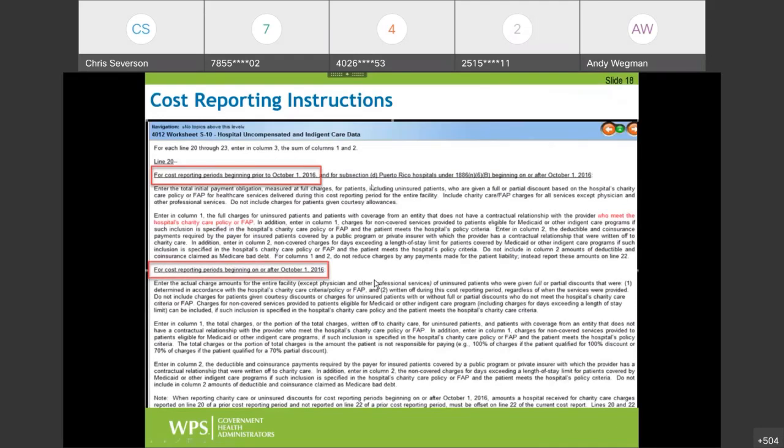Just a quick shot of the fact that we had before and after 10/1/16. You always want to make sure. I wish they would have done something better, like bold it or make it even clearer rather than just the underline. But just follow the rules for on or after 10/1/16.